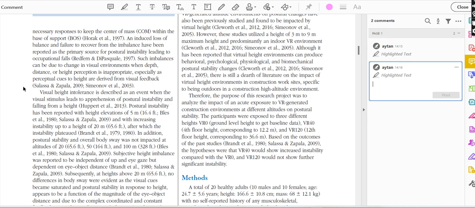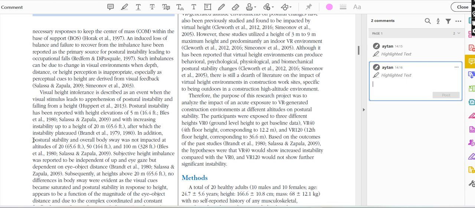Visual height intolerance is described as an event when the visual stimulus leads to apprehension of postural instability and falling from a height. Postural instability has been reported with height elevations of 5 m, 16.4 feet (Bless et al., 1980; Salasa and Zappala, 2009), and with increasing instability up to a height of 20 m, after which the instability plateaued.